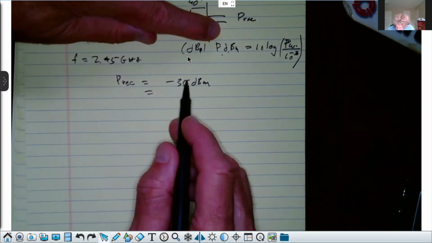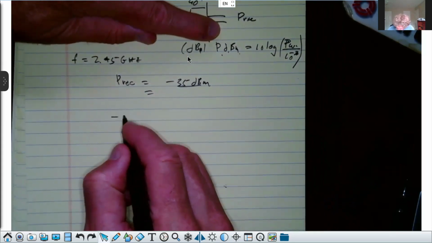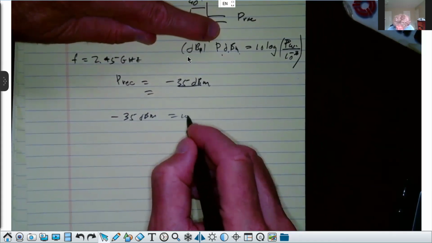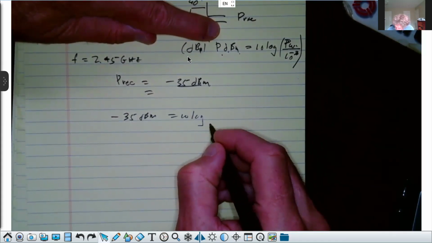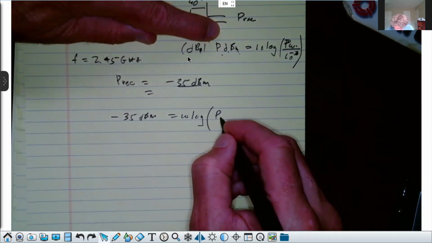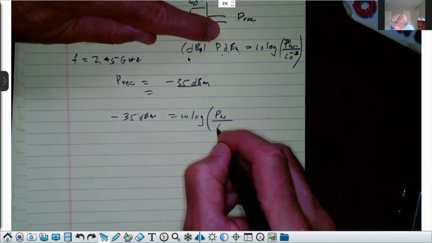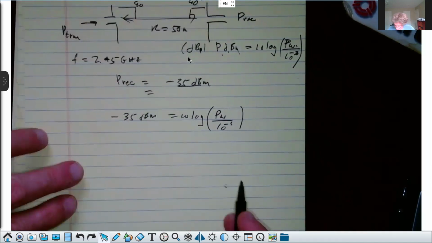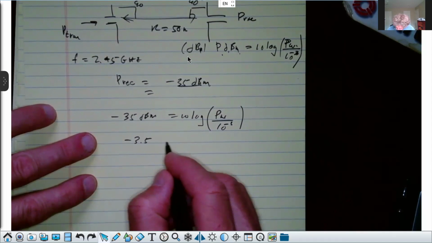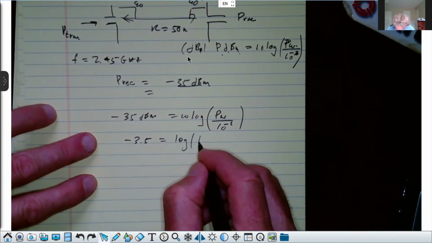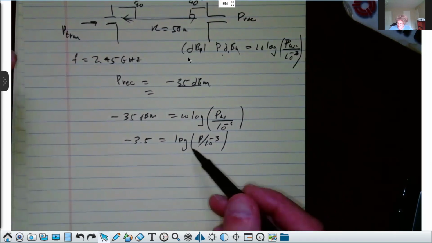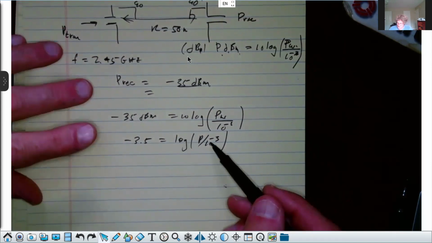So I have this power right here is minus 35 dBm. That's equal to 10 times the log, that is a log base 10, by the way, of the power. Now this will be the linear in watts over 10 to the minus third. So if I divide 35 by 10, I get minus 3.5 is equal to the log of P over 10 to the minus third.